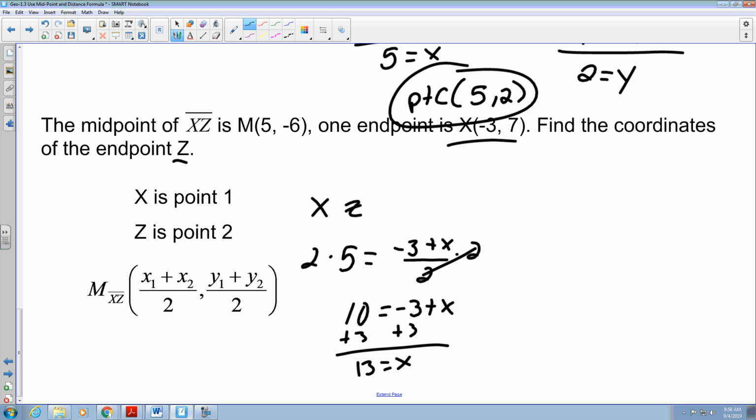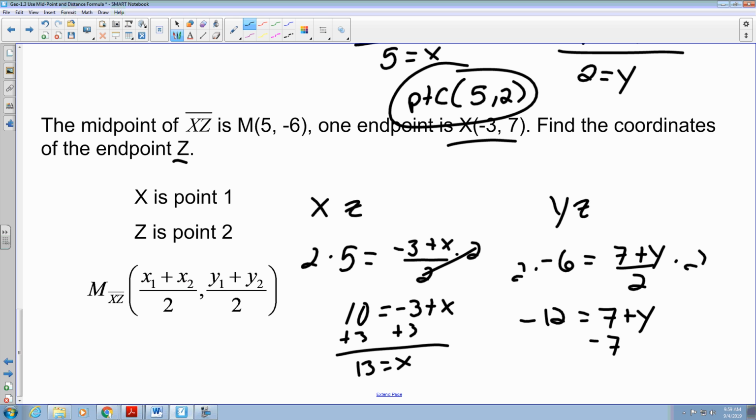Now we go for our y coordinate for point Z. Same idea. I got negative 6 as the midpoint, so that's what it's going to be equal to. And the y coordinate for X is 7 plus y, all divided by 2. Multiply 2 to both sides. I got negative 12 equals 7 plus y. Subtract 7 from both sides. I got negative 12 minus 7, that gives me negative 19 for y.